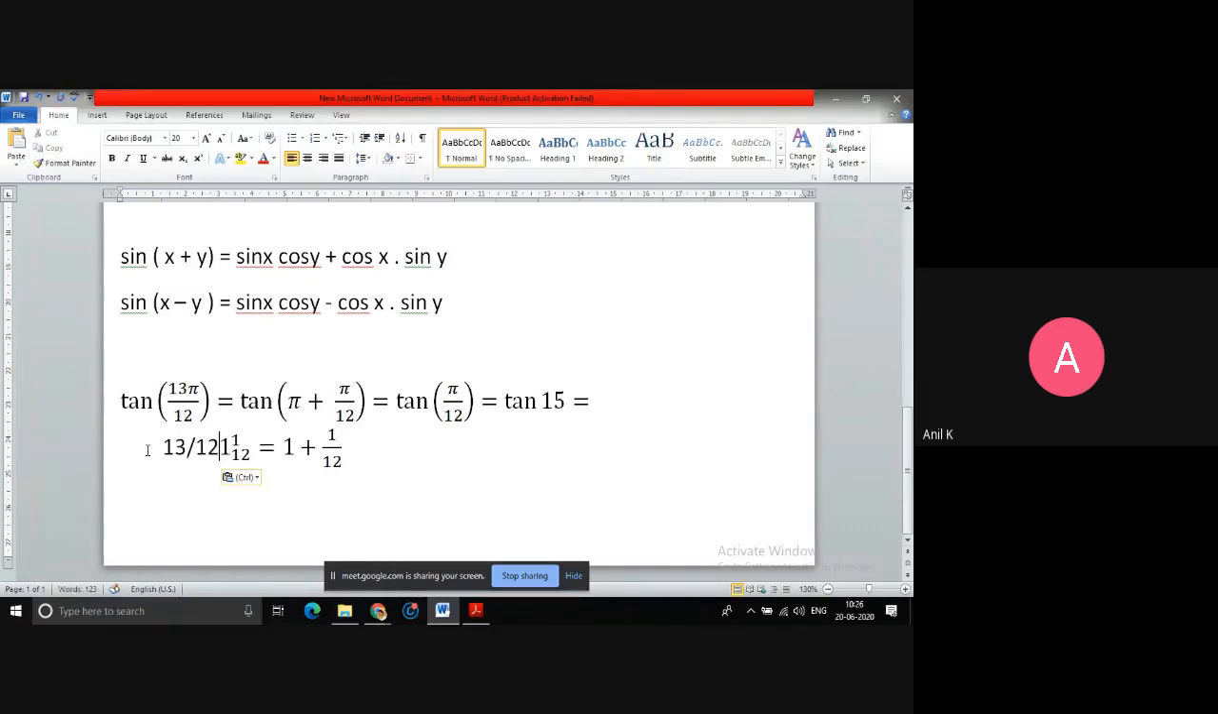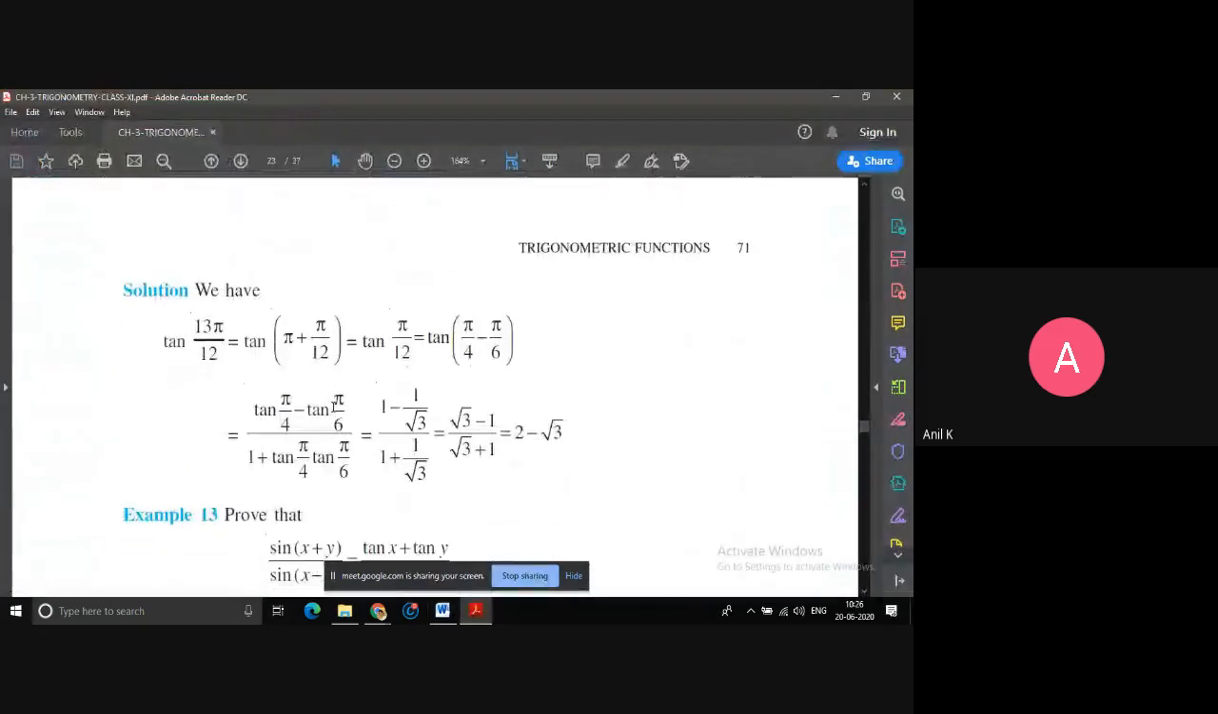Okay. So this is how you solve that example, question 13 by 12.